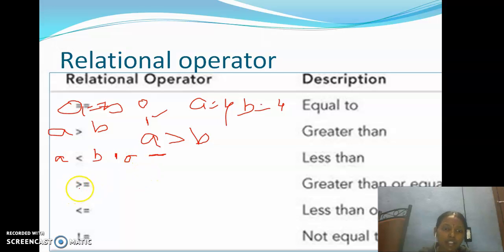A greater than or equal to B. A less than or equal to B. A not equal to B. For example, here the value of A is, say, 40. The value of B is 4. Is 40 not equal to 4? Is the condition true? Yes. If the condition is true, it returns the output as 1. Otherwise, it returns the output as 0. So, these are the relational operators in C.